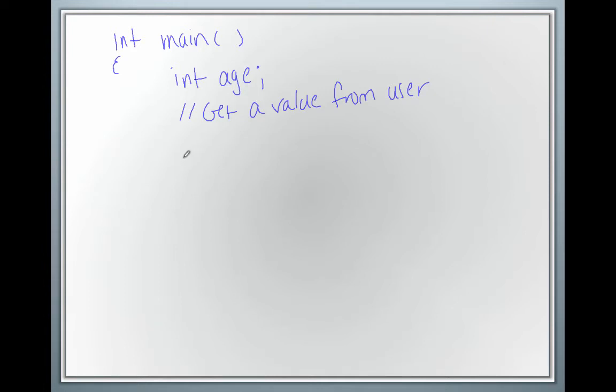So I can do some comparisons. I can say if age is greater than or equal to 13, for example, then now what you can do is if you only want to do one thing based on age being greater than or equal to 13, you don't have to make a block of code. But if you want to do more than one thing, then you have to make it into a block of code. I always suggest that students always make it into a block of code because that way you will be sure that you know where your statements belong.